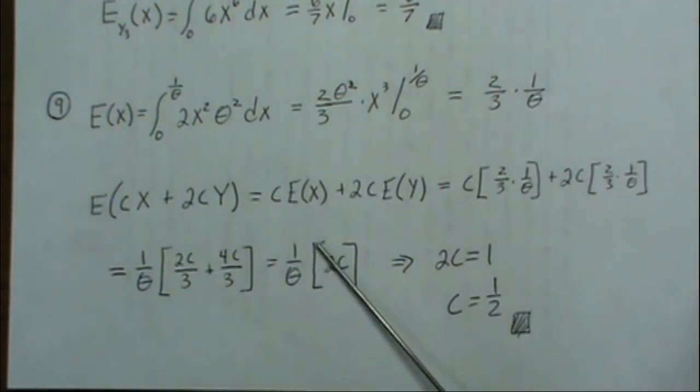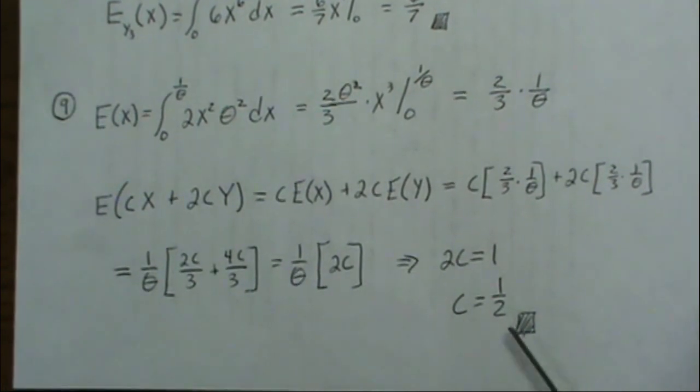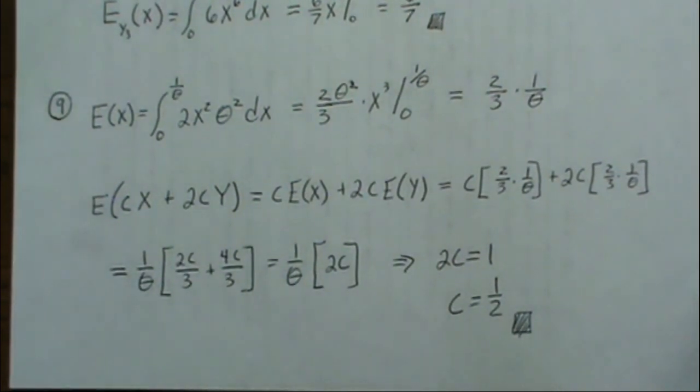And we want this equal to 1/theta, that way it's unbiased. The only way for that to happen is that this piece equals 1, 2c equal to 1, or c equal to 1/2. And that's our answer.